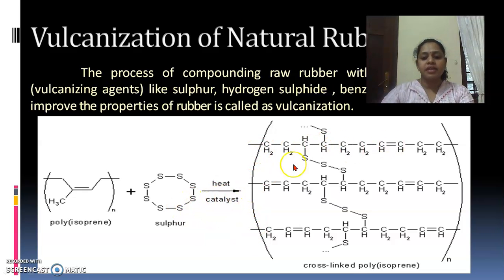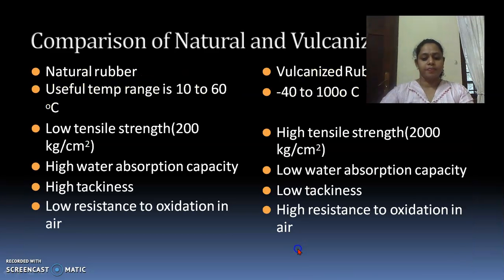We take the sulfur S8 molecule, and in the presence of a catalyst, we heat it. What happens is that these are the chains of polymers. Between the chains of polymers, sulfide linkages will be formed. So we will be getting a cross-linked rubber, cross-linked chains of rubber. These cross-links give the strength to the rubber.